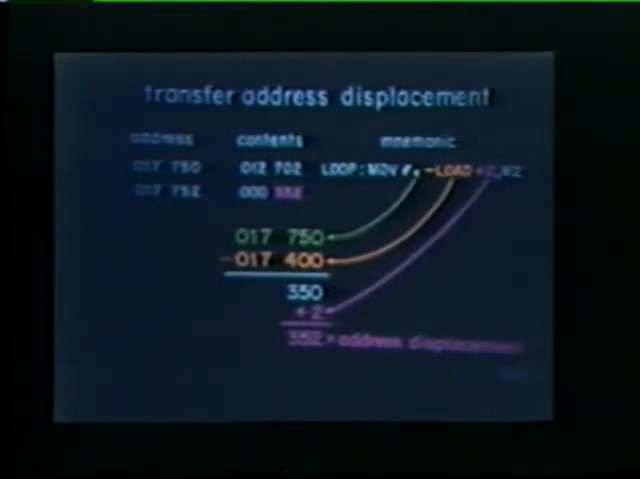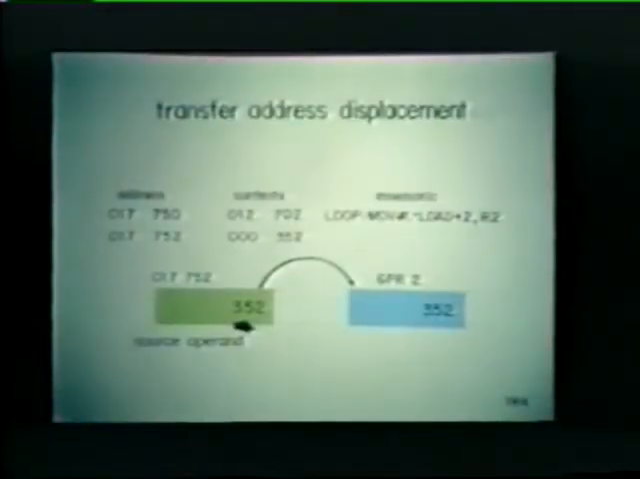The next symbol is a dot or period. This is a convenient way of representing the address of the current word or byte. In this case, the address is 017750. The constant load, which is defined elsewhere as 017400, is subtracted from this address. The result of this subtraction is 350. We finally add 2 to this result, giving us our address displacement of 352. Thus, we have used a move instruction to transfer our address displacement of 352 into General Purpose Register 2.